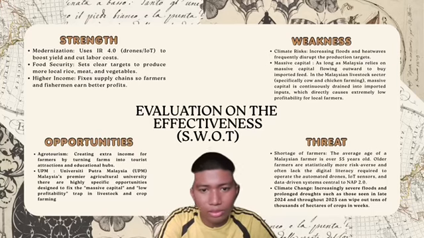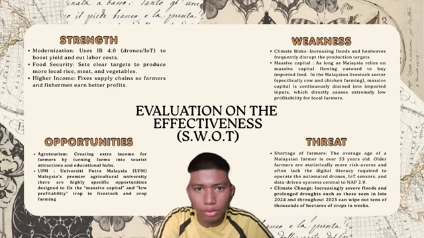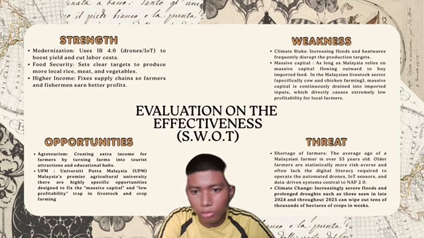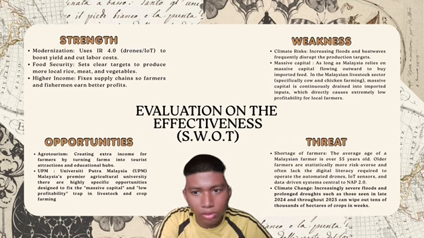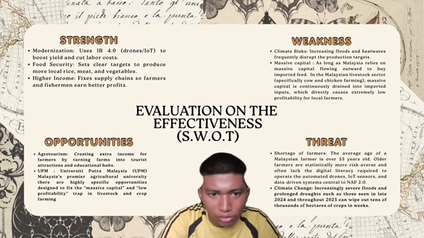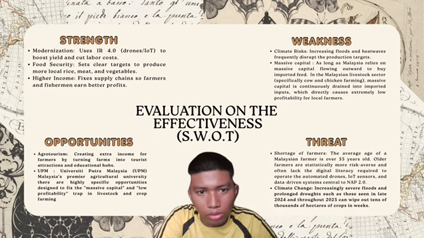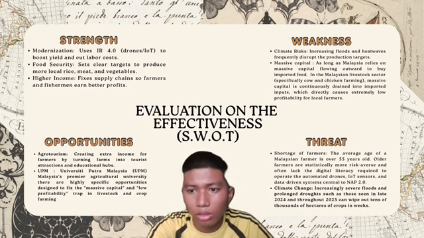So these are the evaluation on the effectiveness, which is SWOT. So there are four: strength, weakness, opportunities, and threats. So firstly, we're going to look through strength. There are three strengths, and the first one is modernization. It uses IR 4.0, drones, IoT to boost yield and cut labor costs.